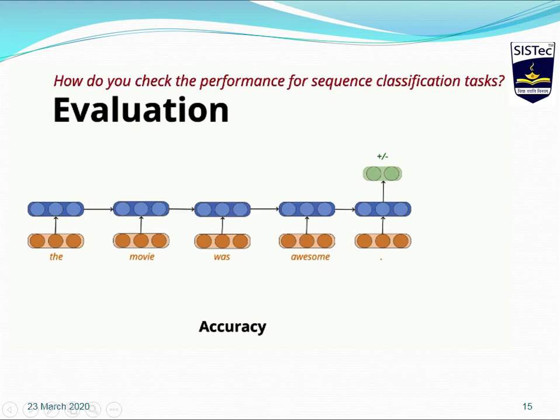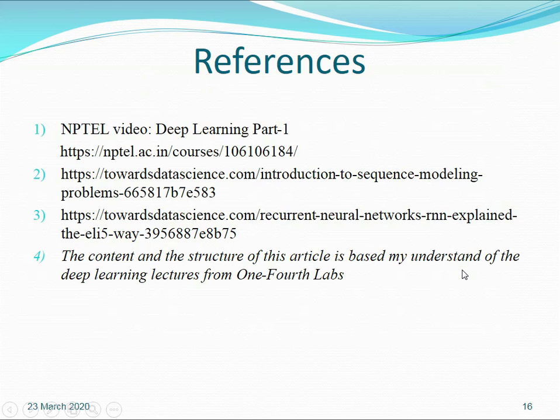Now the last is accuracy. The accuracy is defined by the total number of correct predictions divided by the total number of predictions. Fine. Suppose we give 10 input sentences and it predicts the correct output for 8, so the accuracy is given by 8 divided by 10. So this is the accuracy, that is 0.8.